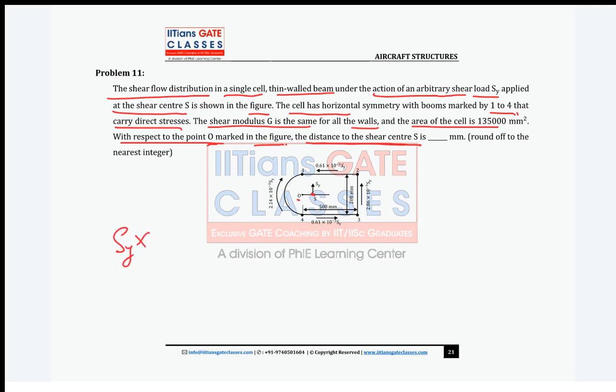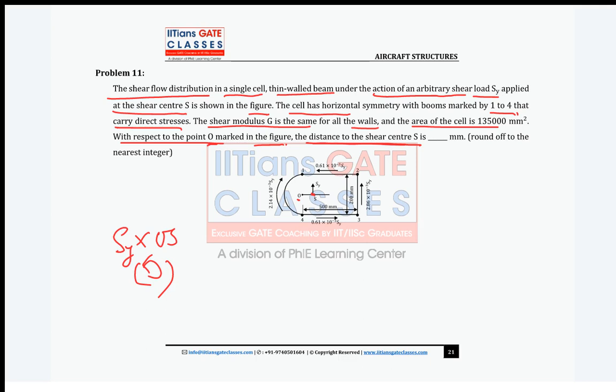Now the distance is OS, right? Tell me, about point O, does Sy create a clockwise or anti-clockwise moment? Anti-clockwise, right? Good guys. Now if you look at this, you can start from section 1 to 2, or you can start from 4 to 3. From where do you want to start? Okay, let's start from 1 to 2.